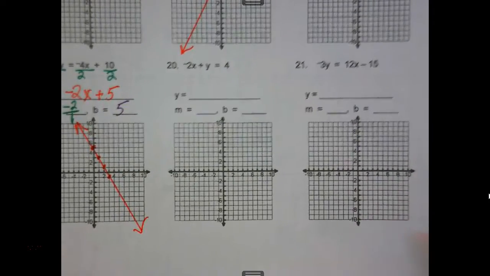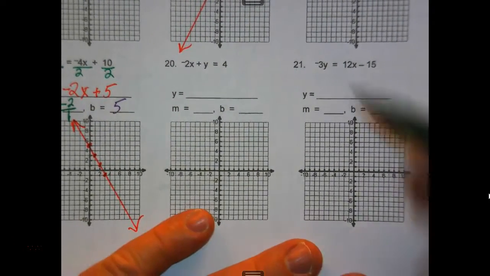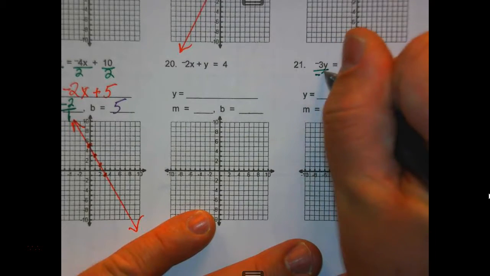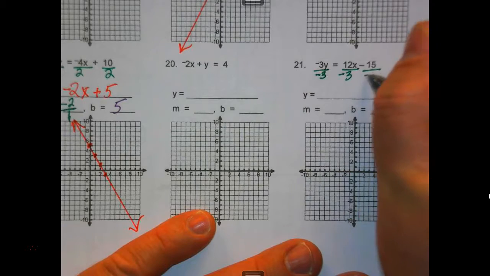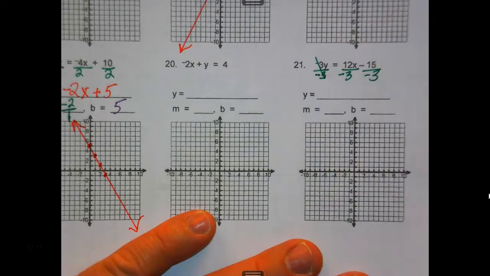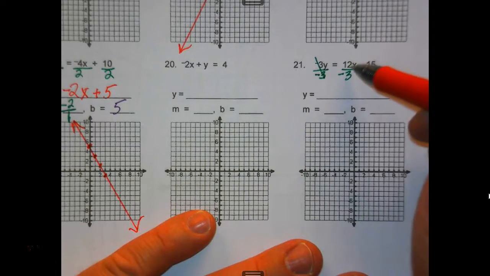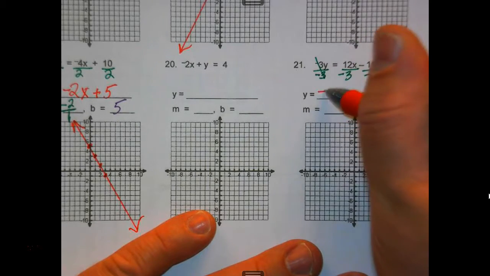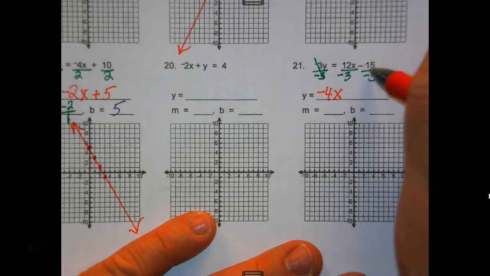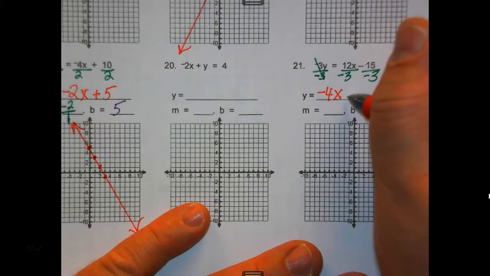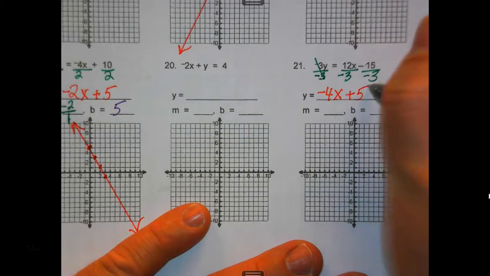Number 21, divide every term by negative 3 to get y by itself. Negative 3's cancel. I get y by itself. 12 divided by negative 3 is negative 4. Don't forget your x. Negative 15 divided by negative 3 is a positive 5.